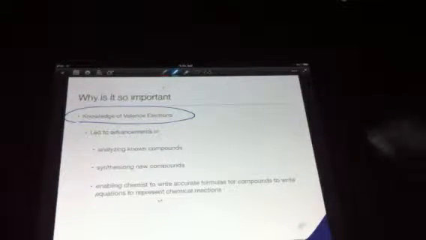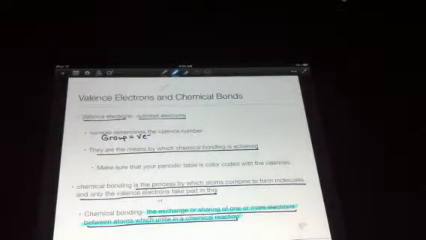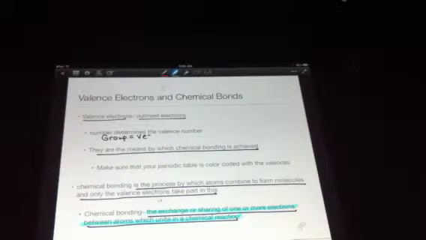Okay, this is where I ended last time about why it was important. So, valence electrons and chemical bonds. Valence electrons are the outermost electrons. Okay? The number of the group determines how many valence electrons it has. That's why we folded our periodic table.